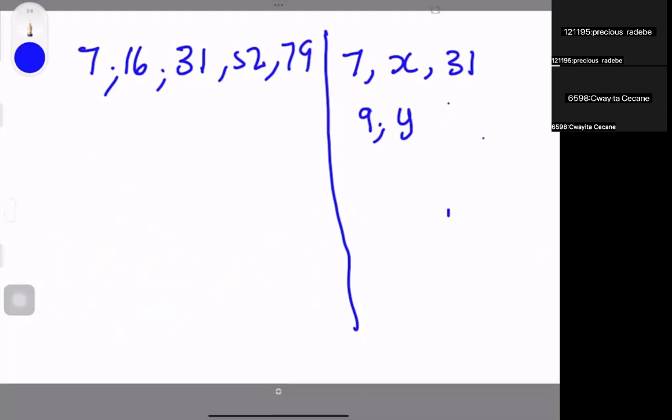So we already know what x is. What is x? 16, right? And to a certain degree, we know what y is going to be. 16 minus 7 is 9. 31 minus 16 is what? Is 15, right? But in this side of the question, on the right-hand side, we are given the question in terms of what?